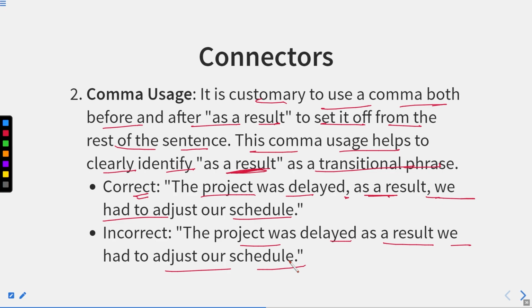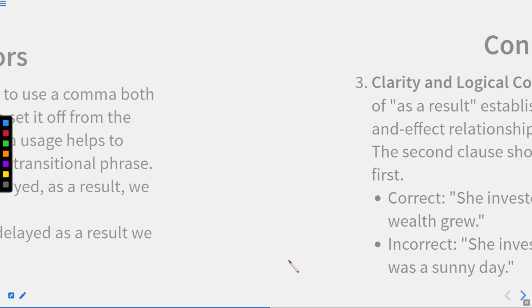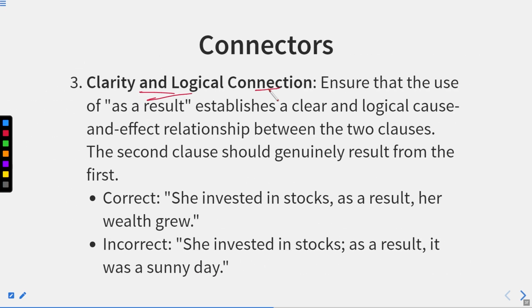However, we are not asked punctuation spotting errors or punctuation questions in our competitive exams. So we can avoid it in the case of competitive exams. Okay, but in writing, we should take care of these things. Now, clarity and logical connection. Ensure that the use of "as a result" establishes a clear and logical cause and effect relationship between the two clauses. The second clause should genuinely result from the first.